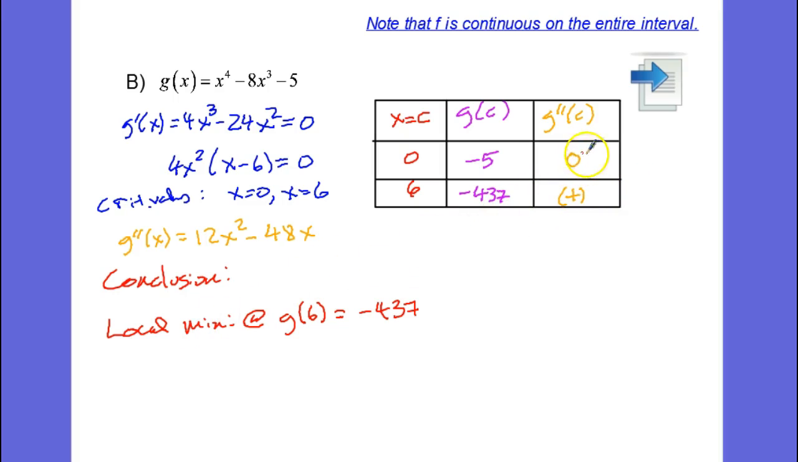Now, what about 0? Well, unfortunately, we have no conclusion about x equals 0 because g double prime of 0 is equal to 0.